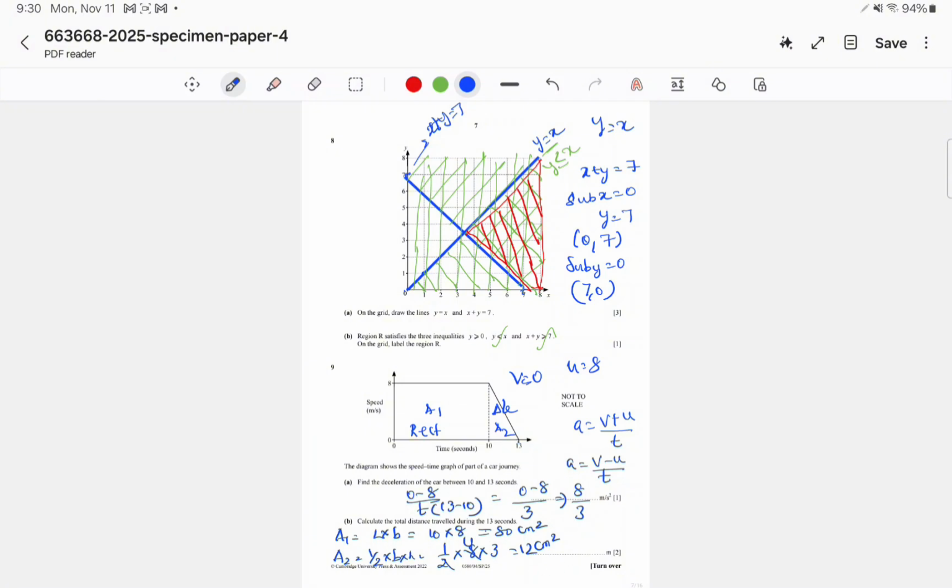So automatically, in time 13 seconds they have asked. Okay, so it is 80 plus 12. I will calculate here. It is 80, this is 12, so 80 plus 12 equal to 92 meters.